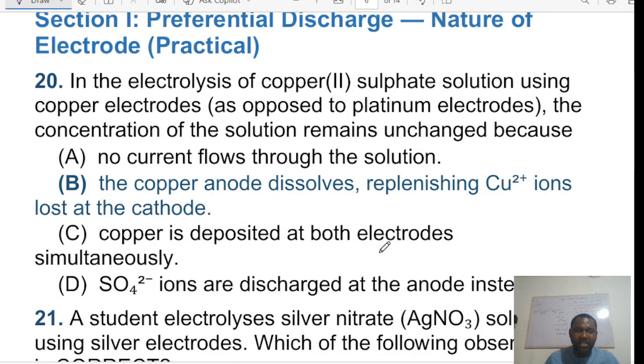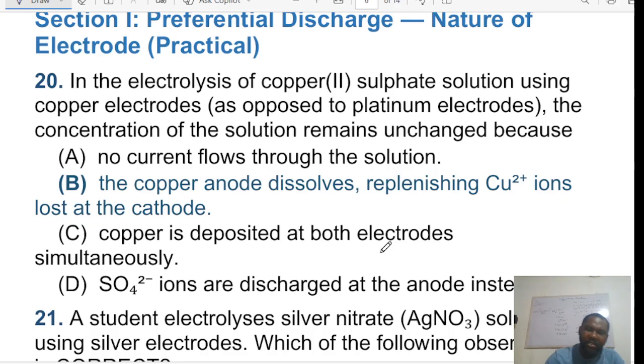Then number 20, which is where I'm going to end in this video. In the electrolysis of copper(II) sulfate solution using copper electrodes. Now, I told you that there are 3 factors that affect preferential discharge. We only discussed 2, which are the position of the ion in the electrochemical series and the concentration of ions. We did not discuss electrodes. Now, for electrodes, there are 3 points you should note.